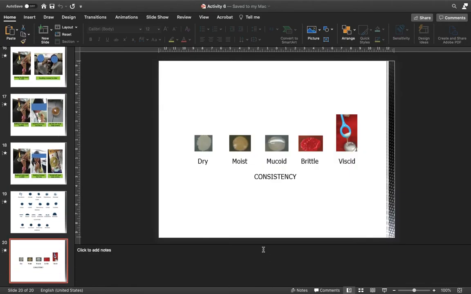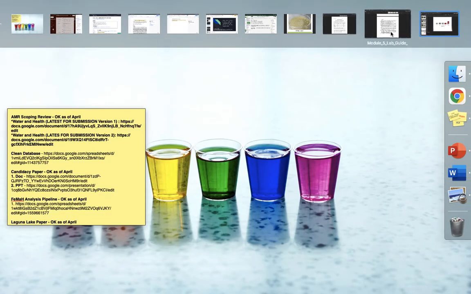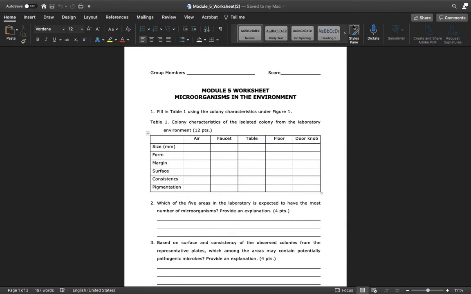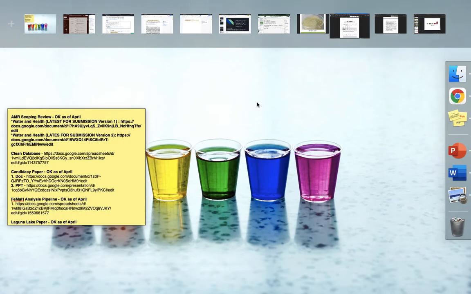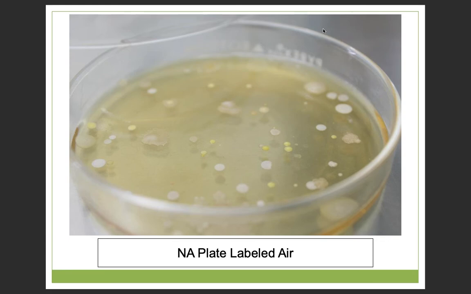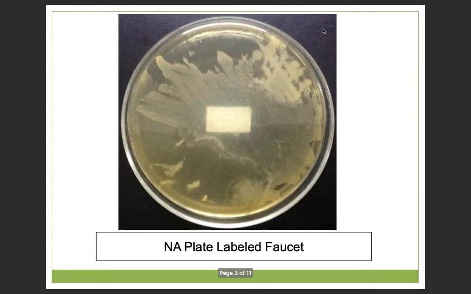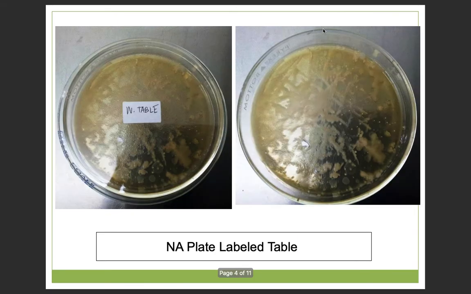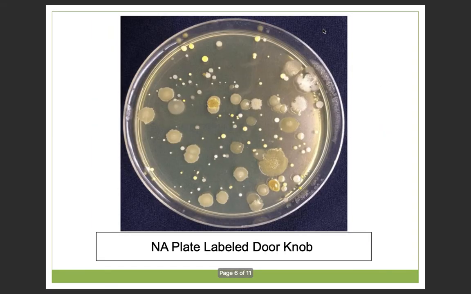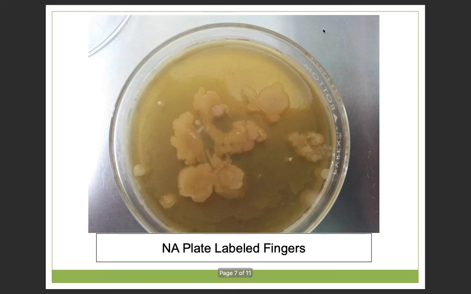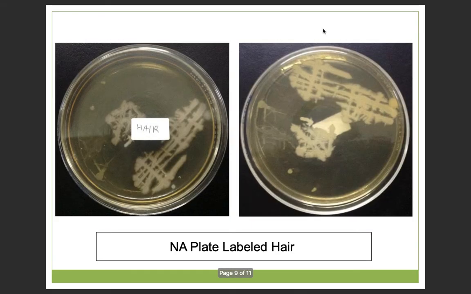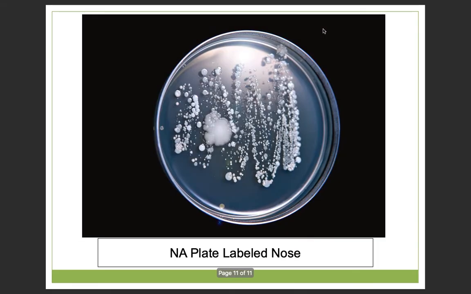Okay, so let's go to our worksheet. So here's our worksheet. You need to pick one colony for each of the representative plates here. So I have nutrient agar plates labeled air, faucet, table, floor, doorknob, fingers, ears, hair, mouth, nose. So this is our sample data.